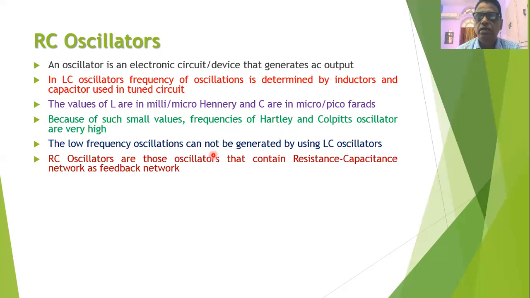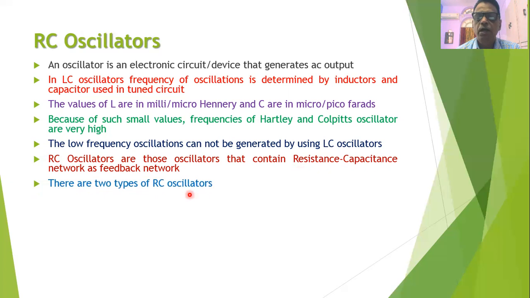And in such a case, we need to go for RC oscillators. RC oscillators are those oscillators where the feedback circuit consists of a resistance capacitance network. And we know that the value of the resistance can be taken as high as possible, because resistances are available in kilo ohms or in mega ohms also.